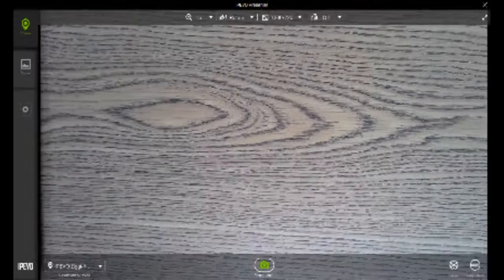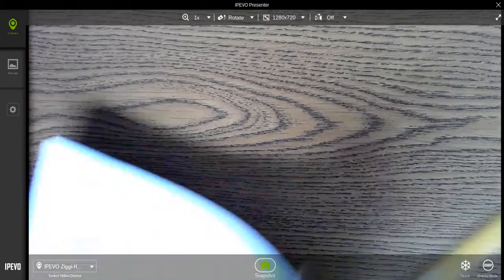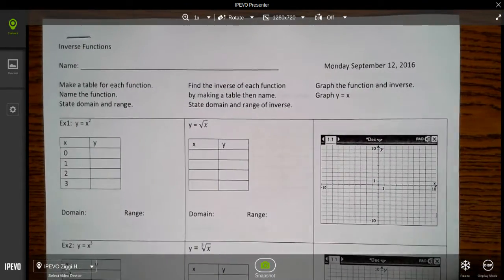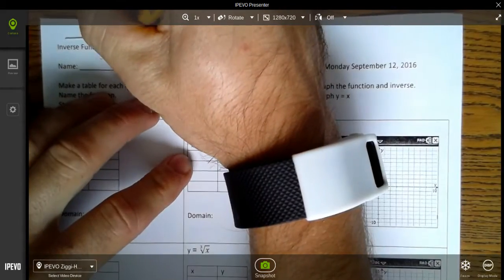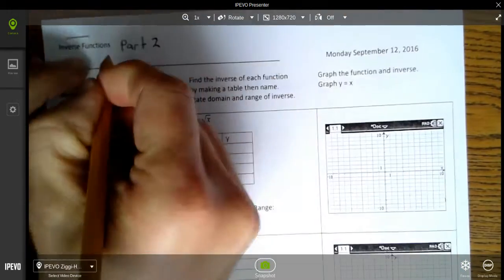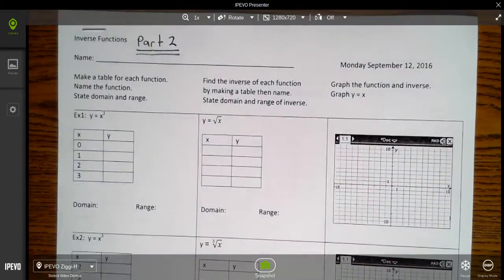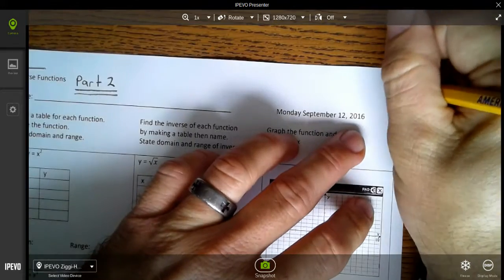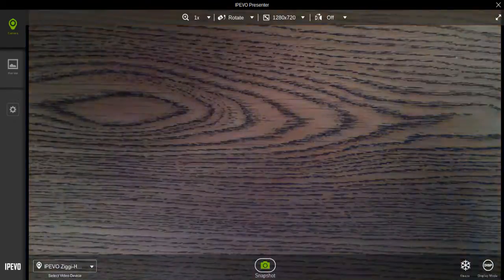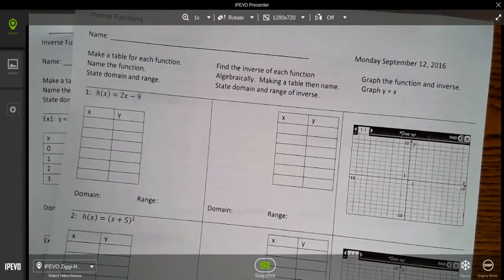All right, so on our inverse function assignment at the top, go ahead and put part 2. Now, before I forget, make this 9 and tear off the example page. This will go in your journal. This will be turned in for a grade.